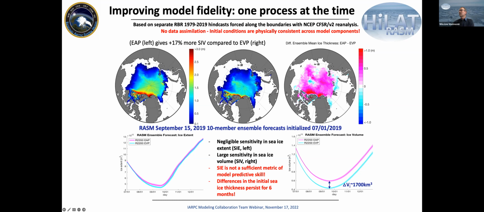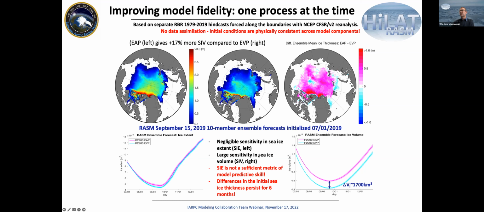So we have roughly 0.5 meter difference in the ice thickness in the initial conditions. And if you look at the bottom panel for the time series of ice volume, the difference in initial conditions that existed at the beginning of the forecast run basically persists for 6 months. That is not the case with the ice extent, which is shown in the lower left panel. The differences are very small, basically.